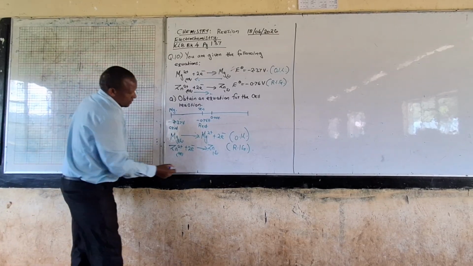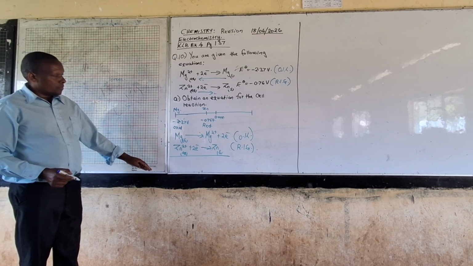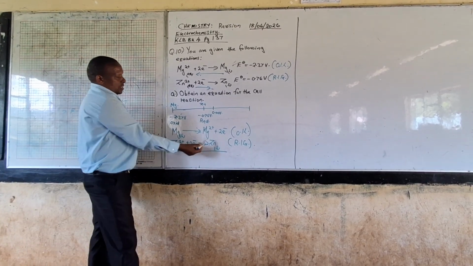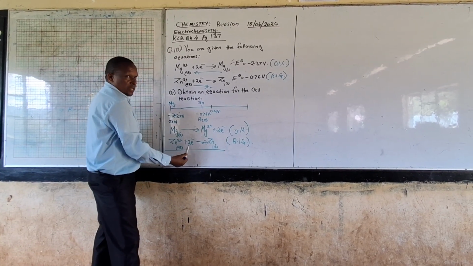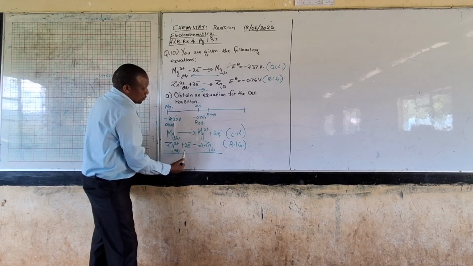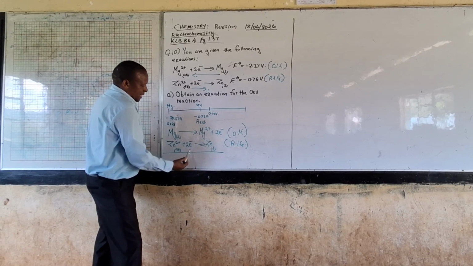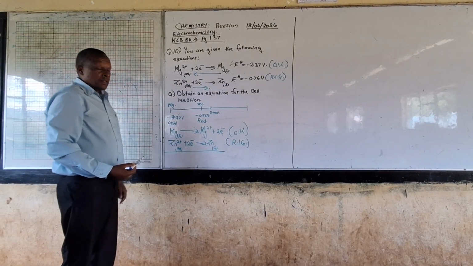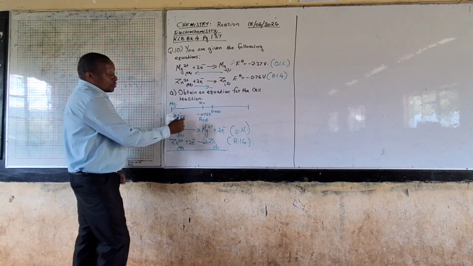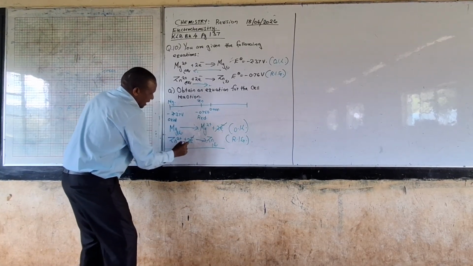Now what do we do next? We now look at the two equations. How many electrons were lost? 2. How many were gained? 2. So we make sure the number of electrons that were lost and those which were gained are the same. So here 2 were lost and here again 2 were gained. Therefore, these electrons can now be omitted. So omit this and this.